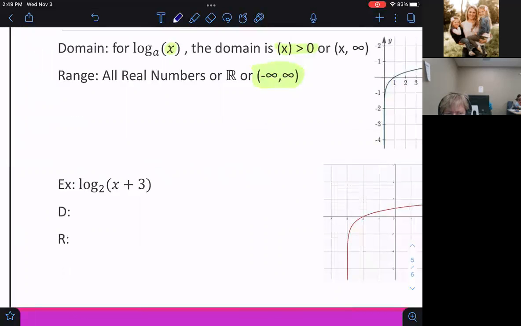So we look at this example down here at the bottom. We know that whatever's right here has to be greater than 0. So whatever goes in here must be greater than 0. Well, in order for me to solve that for x, I'm going to subtract 3 from both sides. And that's going to give me x is greater than -3.